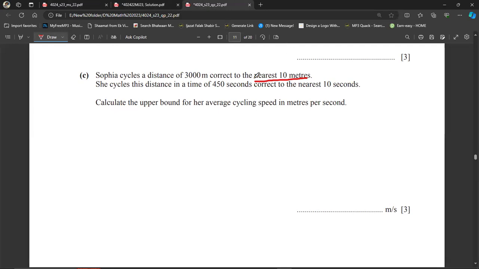She cycles this distance in a time of 450 seconds correct to the nearest 10 seconds. So I will divide that 10 seconds by 2, you will get 5 seconds. If I add those 5 seconds to 450, I will get the upper bound of the time. If I subtract from 450 seconds, I will get the lower bound of the time. It says calculate the upper bound for her average cycling speed in meters per second.